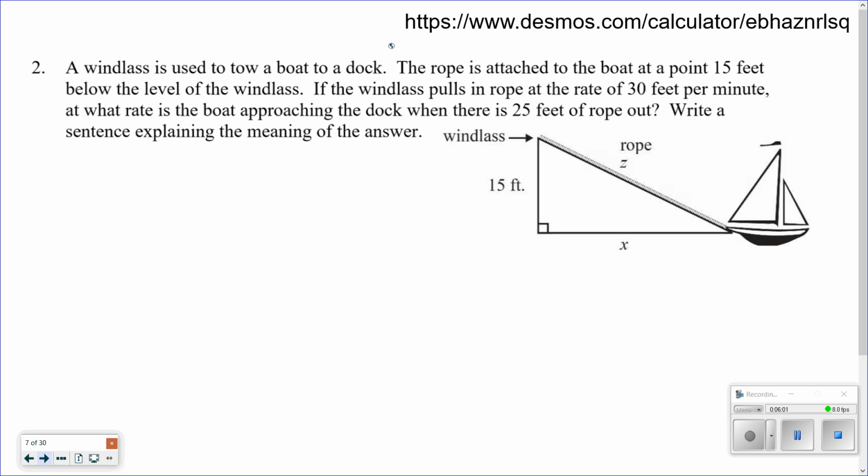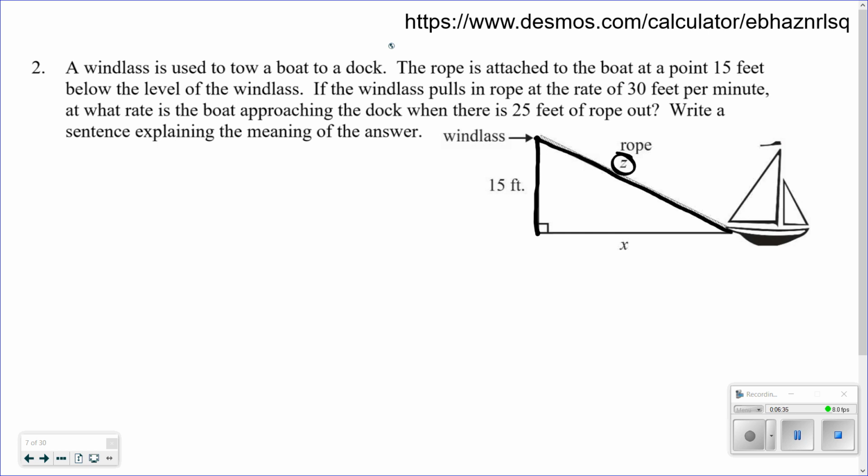It says a windlass is used to tow a boat to a dock. The rope is attached to a boat at a point 15 feet below the windlass. So here's my windlass up here, and then there's a dock down there, and this side is 15. The windlass pulls the rope at a rate of 30 feet per minute. So if you think about that, here's my rope along this side right here. It's pulling the rope. That 30 feet per minute is telling me how fast z is changing by, right? How fast the rope is coming in.